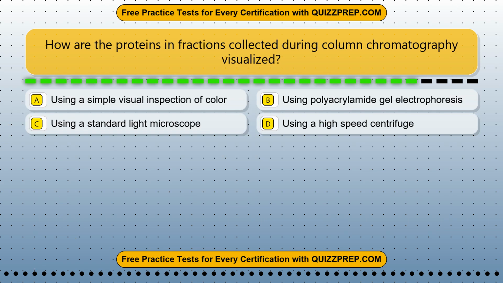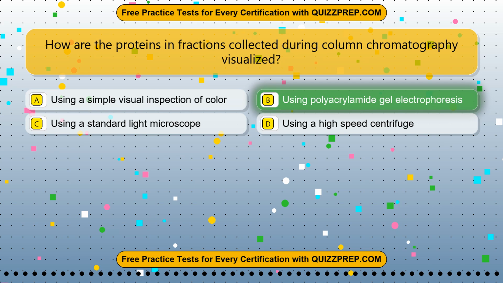Question 7. How are the proteins and fractions collected during column chromatography visualized? Option A. Using a simple visual inspection of color. Option B. Using polyacrylamide gel electrophoresis. Option C. Using a standard light microscope. Option D. Using a high-speed centrifuge.